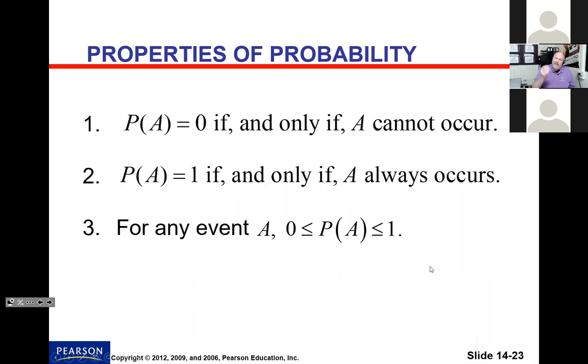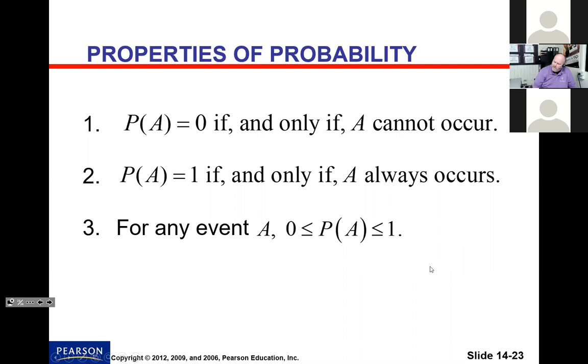But normally, any probability is always between 0 and 1. For instance, a coin toss, the probability of getting a heads or a tails is a half. Yep, that falls between 0 and 1. The probability of rolling a 3 on a die is 1 out of 6. That falls between 0 and 1. The probability of pulling the ace of clubs out of the deck is 1 over 52. That's between 0 and 1. Does that make sense for that rule? It has to be between those two.